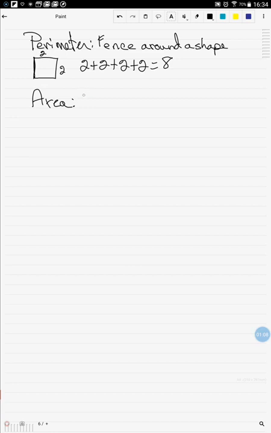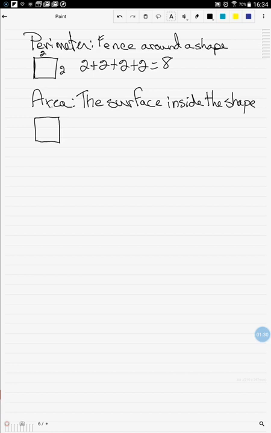Now, if I have the area, which is the surface inside the shape, right? I'm writing slow because I'm hoping it's going to be readable. So I have the same square, 2, 2, 2, 2. My area is the inside, right? First perimeter, I got the fence around. I just added the sides. Area, I'm trying to figure out how much there is inside of there.